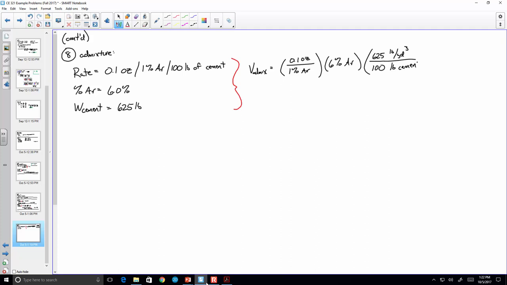Make sense? In other words, 0.1 times 6 will tell us how much we need for 100 pounds. If we had 200 pounds, we just double it. If we had 300 pounds, we triple it. Well, we have 625 pounds, so I propose we need to multiply it by 6.25. Does that make sense? So what does that tell us?